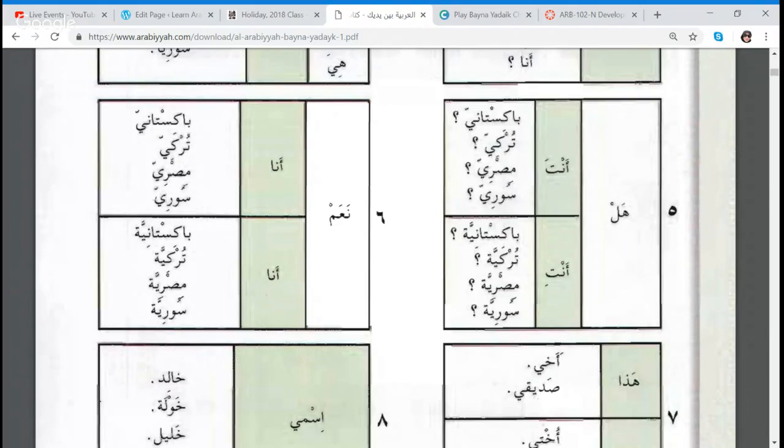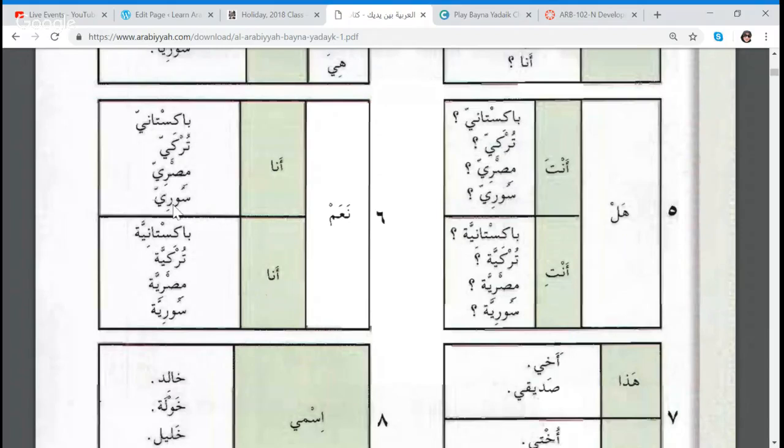Okay, box number six. Nam Ana Pakistani. Yes, I am Pakistani. Nam Ana Turkiya or Turkiyon. I am Turkish. Nam Ana Misri or Misriyon. I am Egyptian. Good. Nam Ana Soriyon. I am Syrian. No T.